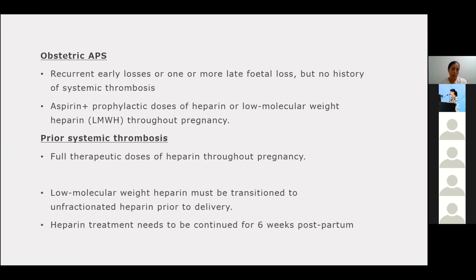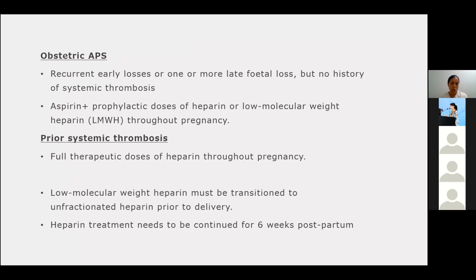Then the obstetric antiphospholipid syndrome, which is defined as recurrent early pregnancy losses, or one or more late fetal losses, but no history of systemic thrombosis. For these patients, aspirin and a prophylactic dose of heparin or low molecular weight heparin, that is enoxaparin, is indicated throughout pregnancy. And if there is prior systemic thrombosis, full therapeutic doses of heparin or low molecular weight heparin should be given throughout pregnancy.